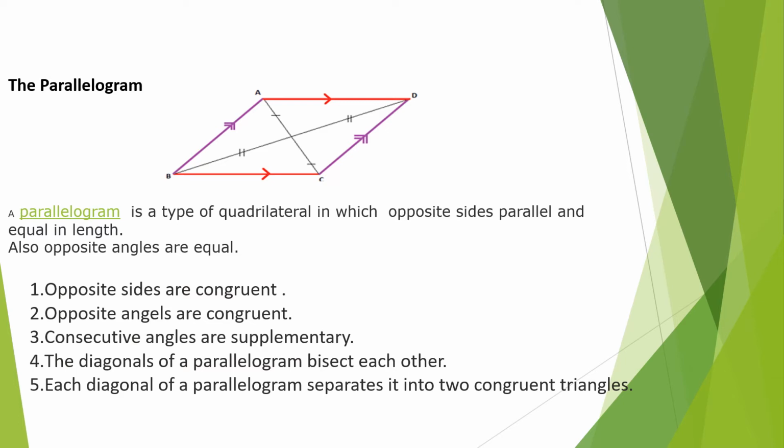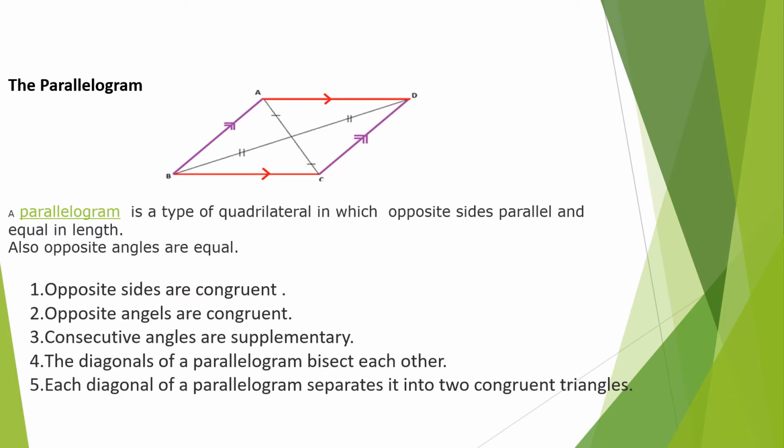The word parallelogram itself indicates that it has parallel sides. Which sides must be parallel? Only the opposite sides must be parallel. So we can define the parallelogram as a type of quadrilateral in which opposite sides are parallel and equal in length. Also, opposite angles are equal. In a parallelogram, opposite angles are also equal.